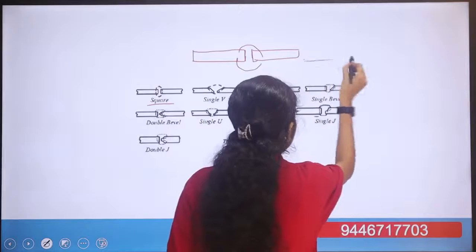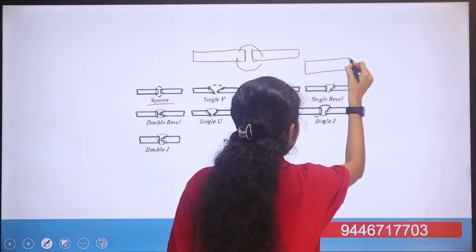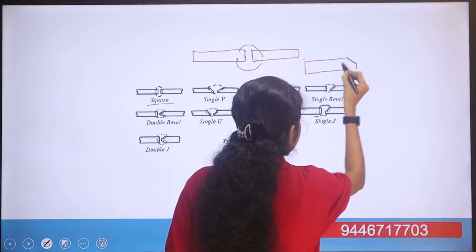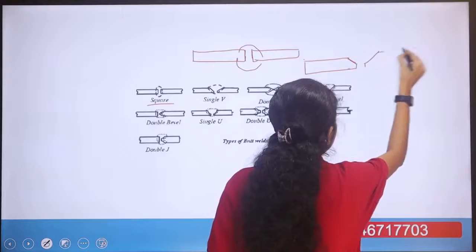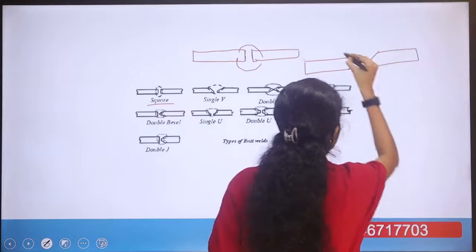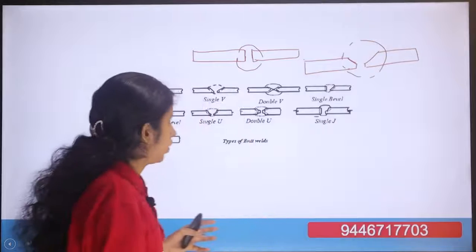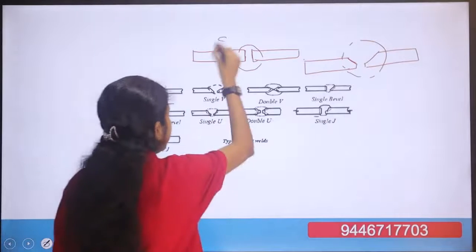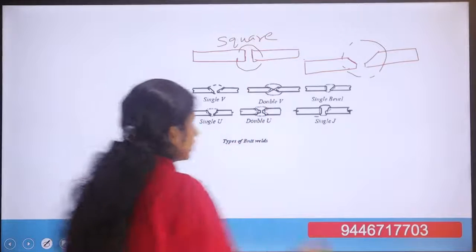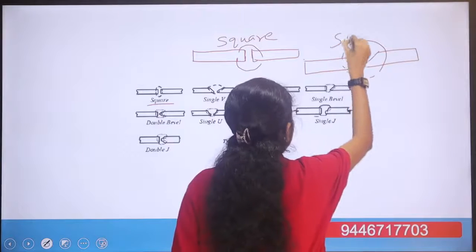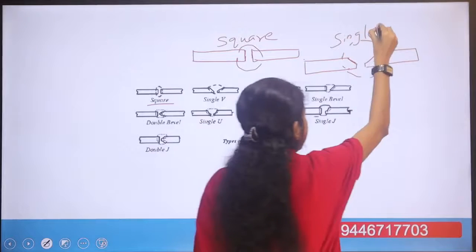So in the single V, we are providing a V section here. Then here also there is a V section. Then we are welding in this section, which is known as single V. Okay, this is a square weld section. This is single V.